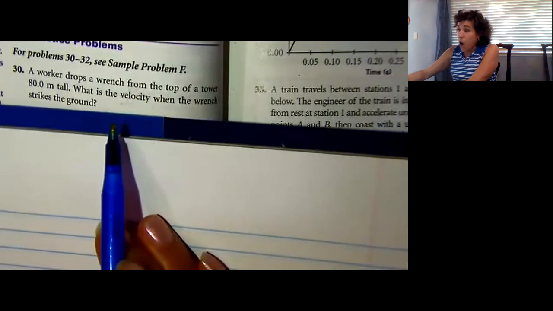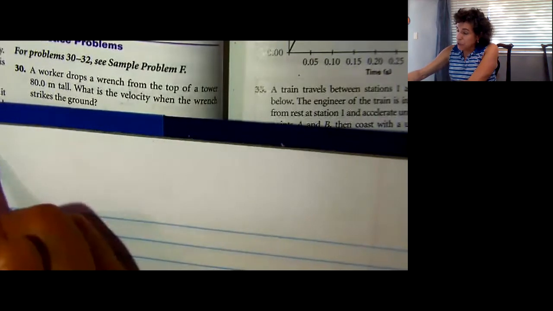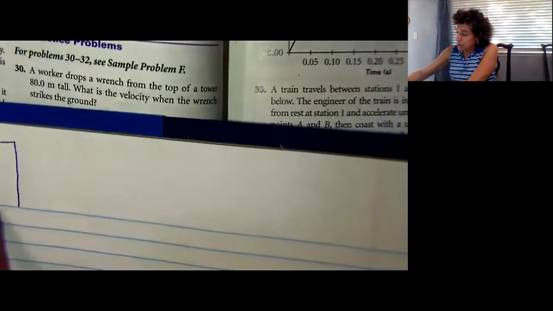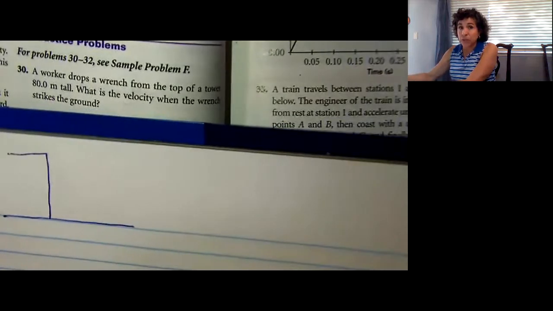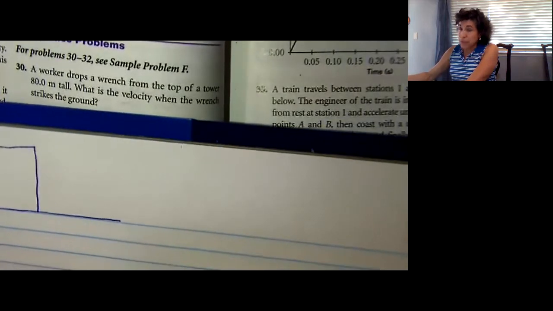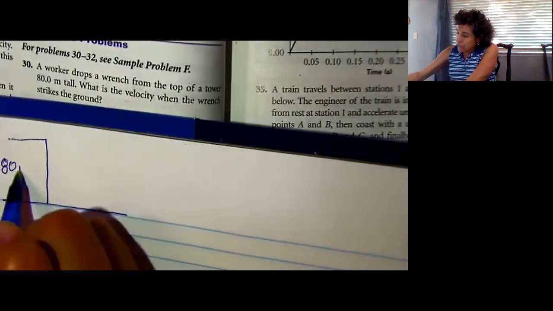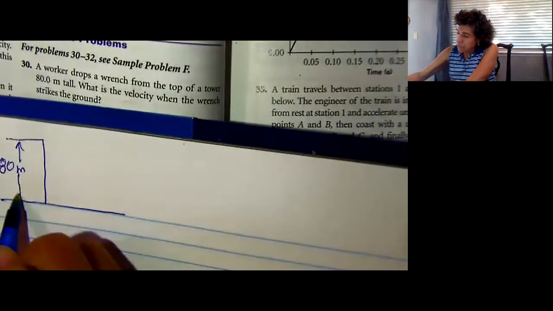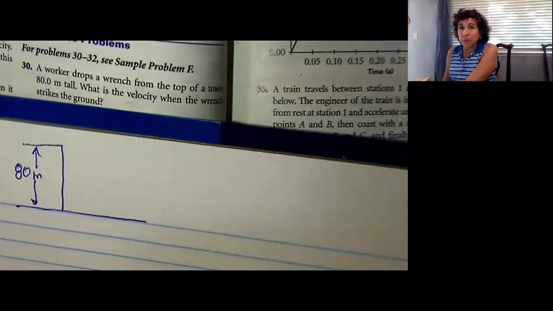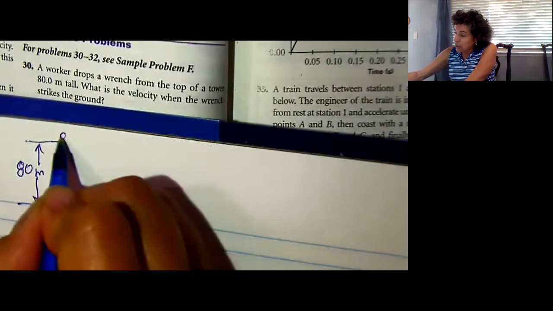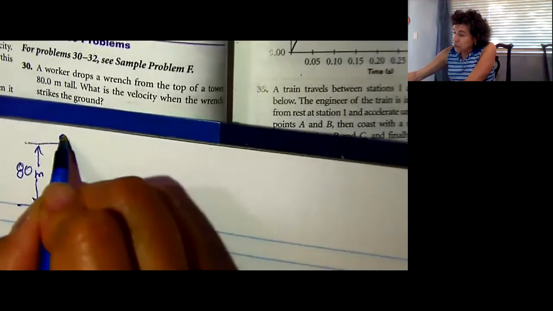So I always want you guys to draw a picture. Here's my building, a side view of the building. There's the ground. I know that it's 80 meters tall, so from the ground to the top of the building is 80 meters. I'm just going to draw a little circle, and this little circle is going to fall.